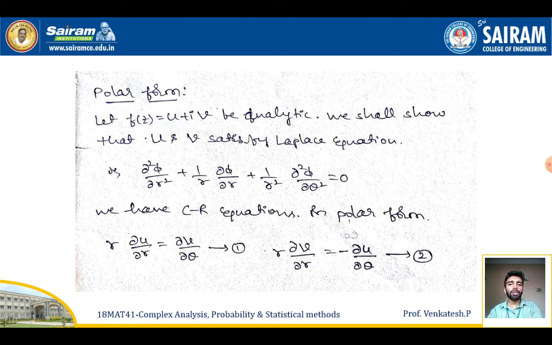That is, u and v must satisfy the equation ∂²u/∂r² + (1/r) ∂u/∂r + (1/r²) ∂²u/∂θ² = 0. Since f(z) is analytic, we must have the CR equations in polar form also. They are given by: ∂u/∂r = (1/r) ∂v/∂θ, call this equation number 1, and ∂v/∂r = -(1/r) ∂u/∂θ, call it equation number 2.